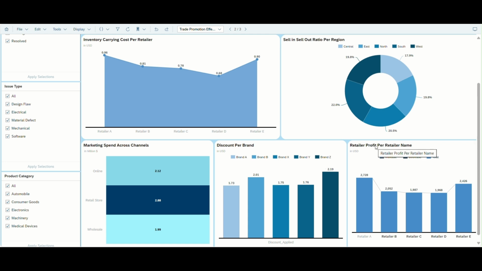Finally, we arrive at a powerful commercial lens, retailer profit by retailer name. This tells you exactly which retail partners are benefiting from your promos and which ones aren't. For key account managers, this is your playbook.